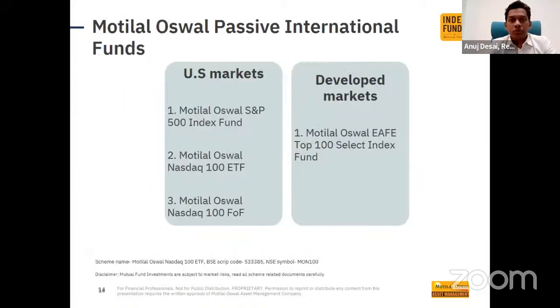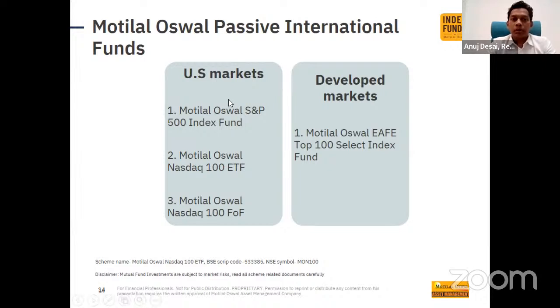So just to tell you about Motilal Oswal funds, right? Motilal Oswal mutual fund is a leader in international funds, right? हम international funds में leaders हैं because हमने 2010-2011 में first fund launch किया था, that is Nasdaq 100 ETF. तभी US market अच्छा भी नहीं कर रहा था, तभी हमने वो launch करा था. करंटली हमारे पास ये offerings हैं.